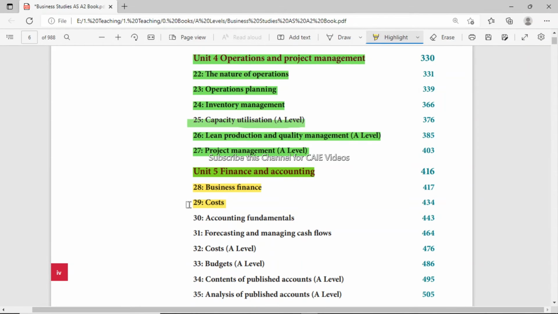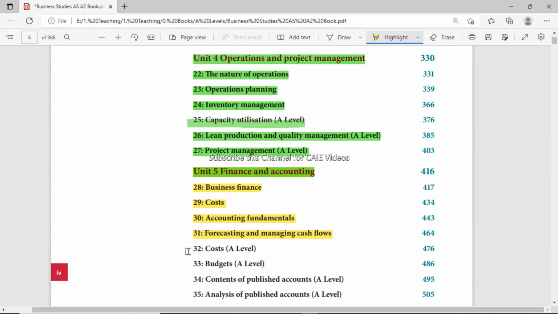Then there are different types of costs that are incurred in organizations, and how these costs are to be categorized and classified into different categories, and the recording of the costs and so on will be discussed in this section. Then we will discuss the accounting fundamentals, and forecasting and managing the cash flows. Every business and organization has to plan the cash flows for the coming period, or you can say business organizations forecast their cash flows for upcoming periods. And we will discuss these concepts in section number 31 of unit number 5.